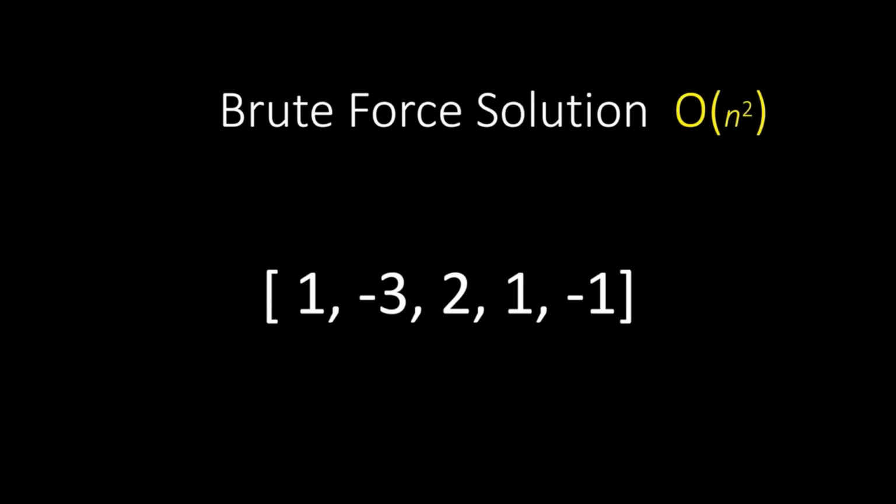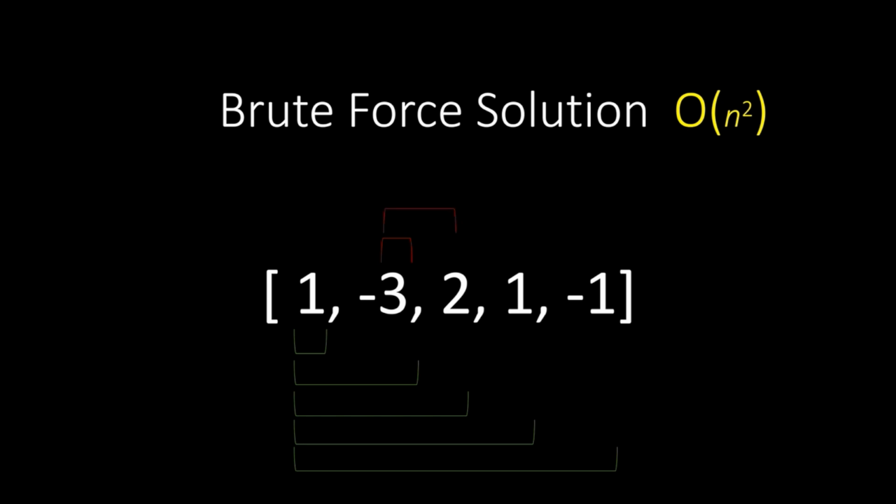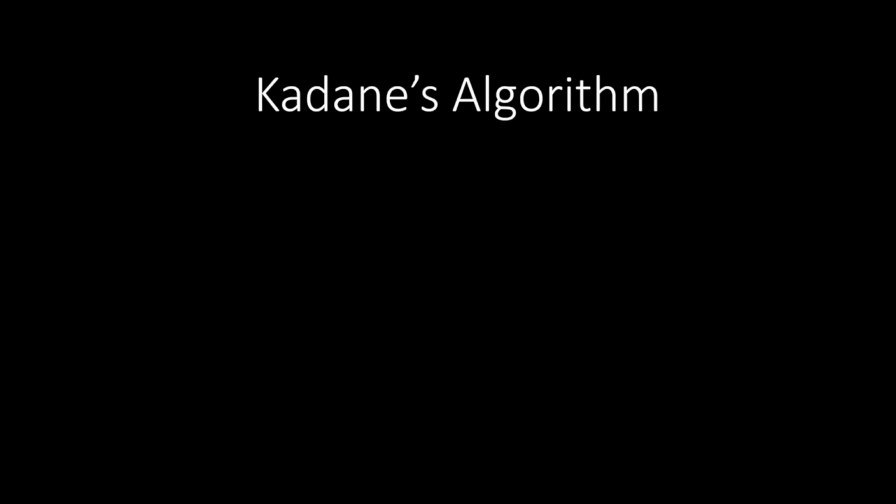Now there is a brute force solution to find the maximum subarray. For example, if we start from the starting index with 1, we would check 1, then 1 and -3, then 1, -3 and 2, then 1, -3, 2 and 1. Similarly, we check from 1. Now we would change the index and start from -3. This would take order of n square. So we can reduce its complexity using Kadane's algorithm.